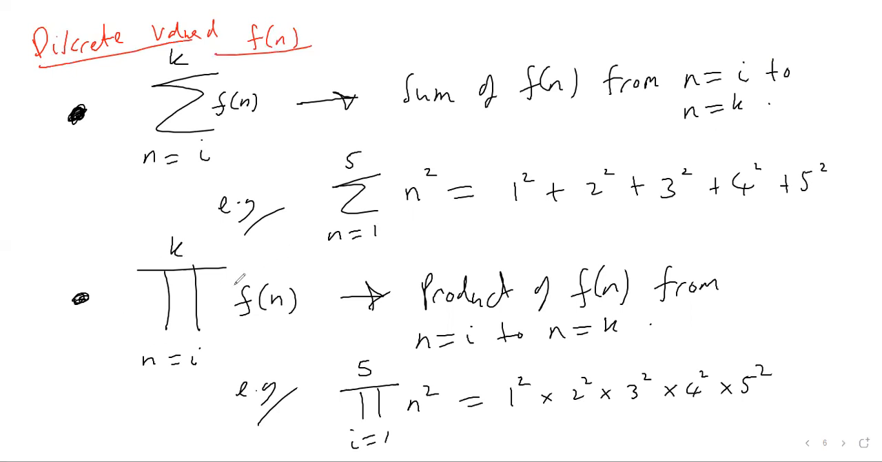Okay, and then this capital pi symbol down here just means the product. So the product of this discrete function f of n from n equals i up to n equals k. As an example, if you want the product of n squared from n equals, sorry, that's a mistake there. That should be an n, not an i, my bad. Let me just put an n in that. So going from n equals 1 up to 5, and you're taking the product of this n squared function, this is just 1 squared times 2 squared times 3 squared times 4 squared times 5 squared. So just squaring each number and then multiplying it by the next number in the sequence. That's what these two pieces of notation mean.